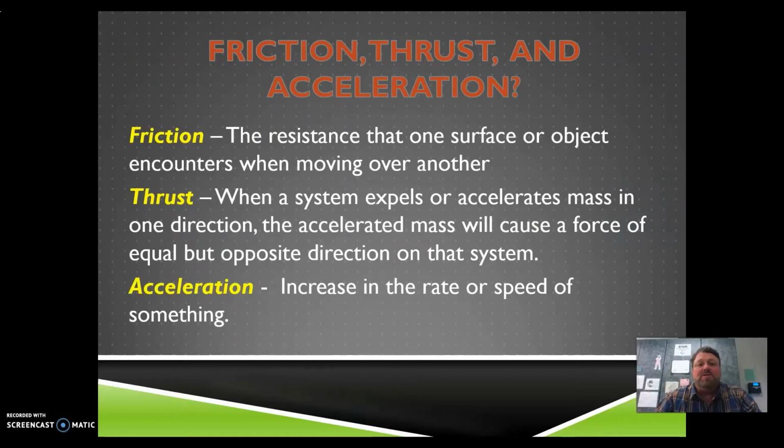The definition of friction is the resistance that one surface or object encounters when moving over another surface. Thrust: when a system expels or accelerates mass in one direction, the accelerated mass will cause a force of equal but opposite direction on that system. That's talking specifically about those action-reaction force pairs, right? And then our last definition is acceleration, the increase in the rate of speed of something.